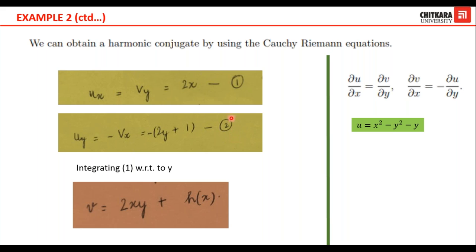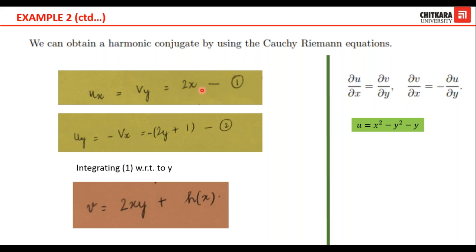And let us see what is the second equation that I have marked. That is my second Cauchy-Riemann equation. The second Cauchy-Riemann equation says uy is equal to minus vx. So uy is equal to minus vx. I know what is uy. Uy can be calculated as minus 2y minus 1. So I have written the value here, right? And I have marked this as equation number 2.